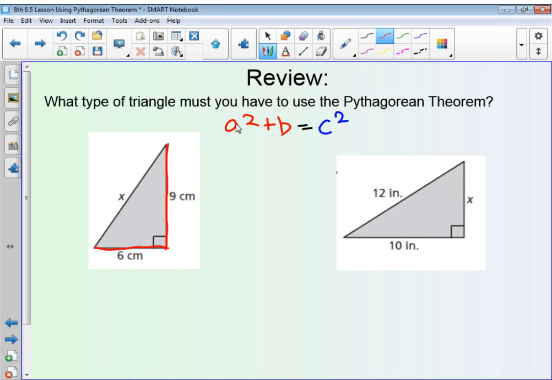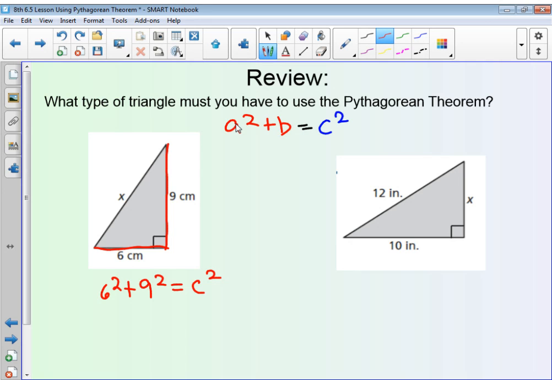So on the one that I just marked on the left-hand side of the screen, I'm going to go ahead and plug in my information. So I have a squared, 6 squared, plus b squared, 9 squared. And yes, those could be reversed around, equals c squared. I don't know the c because that's the hypotenuse, or the longest side.